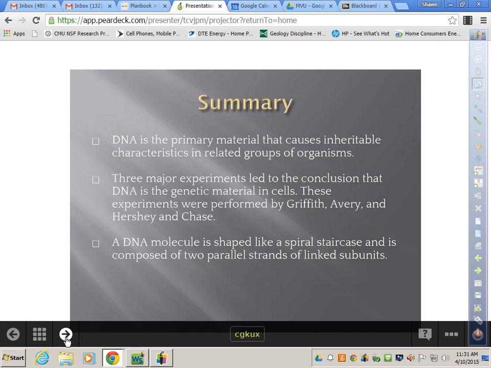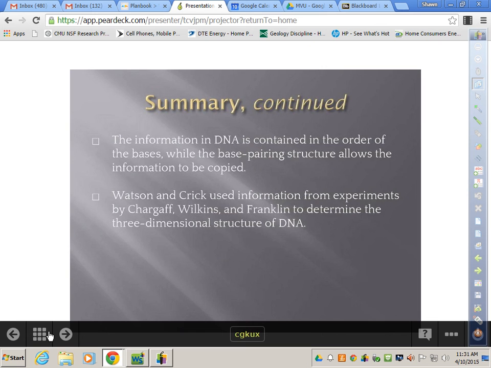So Watson and Crick used information from experiments by Chargaff, equal amounts of A's with T's, G's with C's. Wilkins and Franklin, the X-ray diffraction, and they determined that DNA was a double helical structure, 2 strands wound around a central axis. Everybody say Watson and Crick. They are the most famous DNA scientists, okay? All right, you guys.